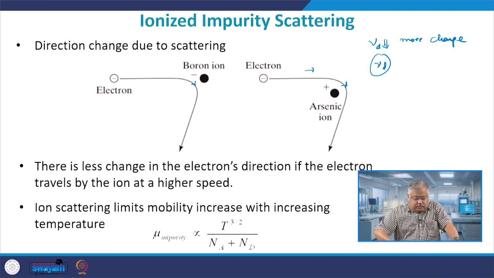As you can see here, impurity scattering limited mobility is T to the power 3 by 2. As the temperature goes on increasing, the mobility tends to increase in this case. Try to find out the reason why it is happening. And the reason it is happening is that both the carriers and the atoms are moving very rapidly.